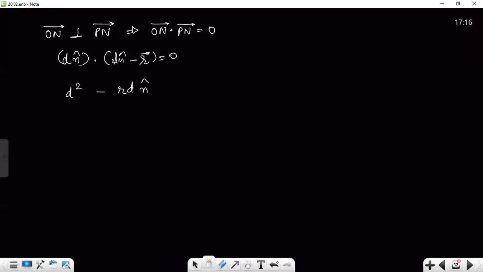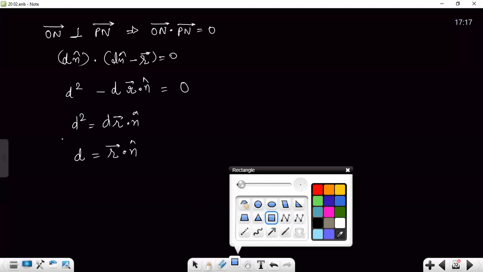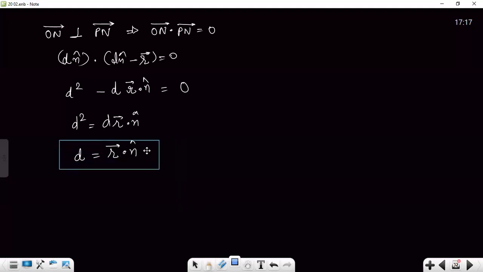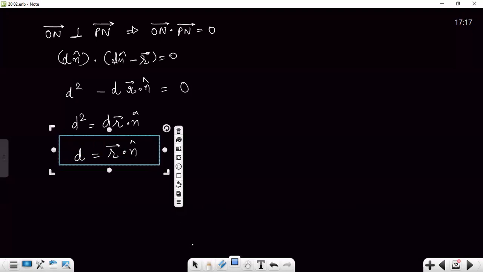Now, let me rewrite. See, r vector and n cap are vectors. D is just the magnitude. Let me write d here. And r vector dot n cap is equal to 0. Let's bring this onto the right hand side. Now D cancels each other. So this becomes D is equal to R vector dot n cap. And this is our equation of plane. This is the equation of plane.